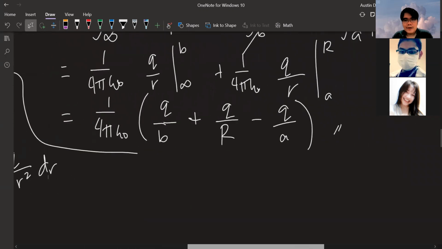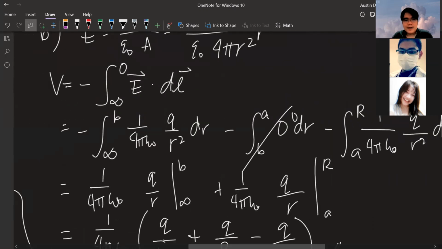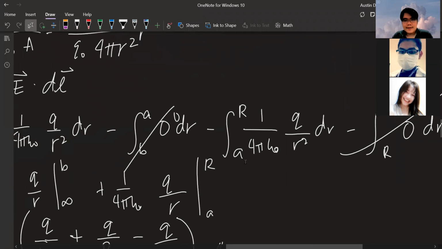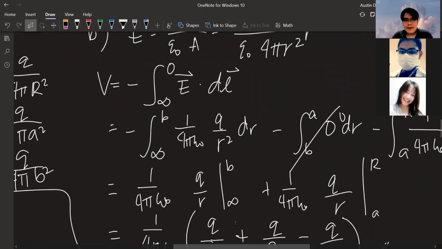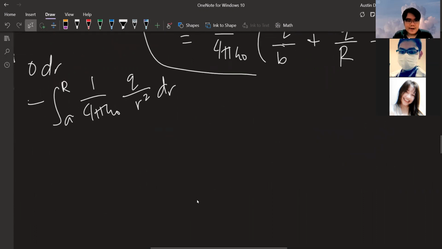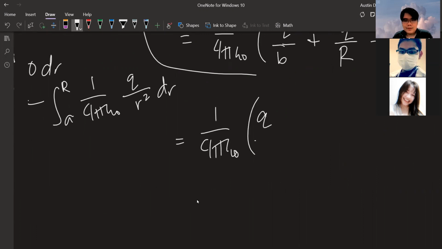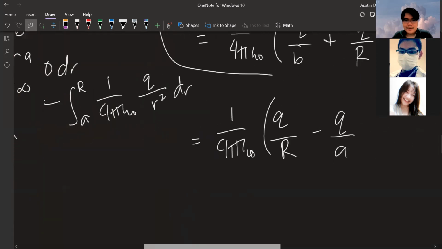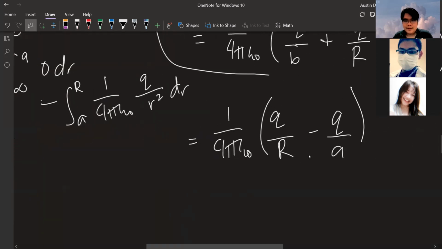Ito lang din yan, kinopya ko lang. This guy. Okay? And then you'll have your answer as 1 over 4 pi epsilon naught, then Q over capital R minus Q over A. Okay? So that's it.